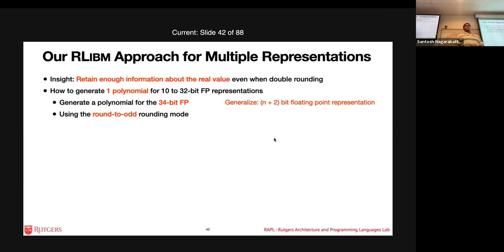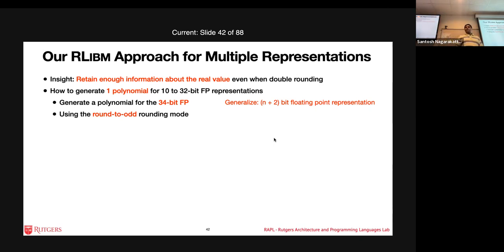Do 10 to the 32 people have that many independent implementations, or is that one implementation? You create a 34-bit implementation with round to odd, and then you double round to any representation, and it produces the correct result. If I only want a 10-bit representation, it's just an argument. Yeah, it's just an argument, like it's the final rounding at a time.